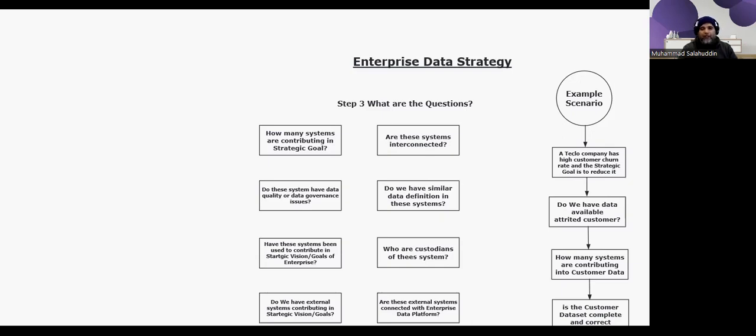Now, the next one is very tricky, because that's where we always struggle. Do we have similar data definitions in this system? I tell you the truth, if we have a person in the system who is not providing any financial value to the organization, our finance department is not going to be interested, because that person is not actually contributing to the number or the money, whether it's profit, revenue, purchasing or sale. That's why it's not in the interest of the finance department.